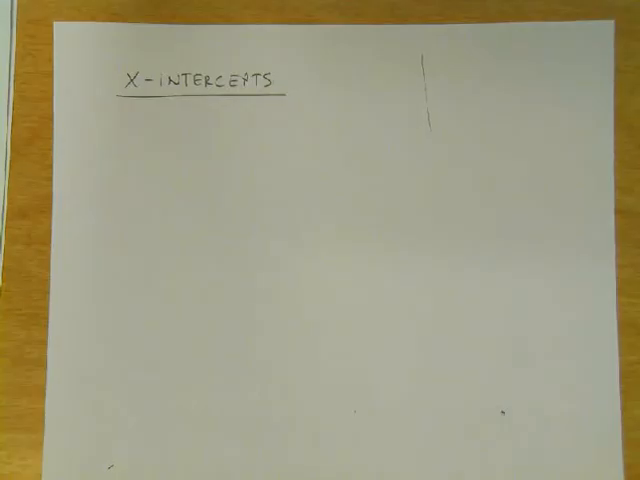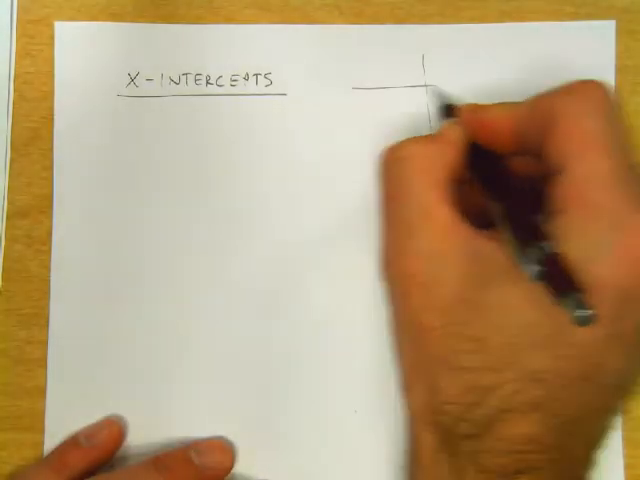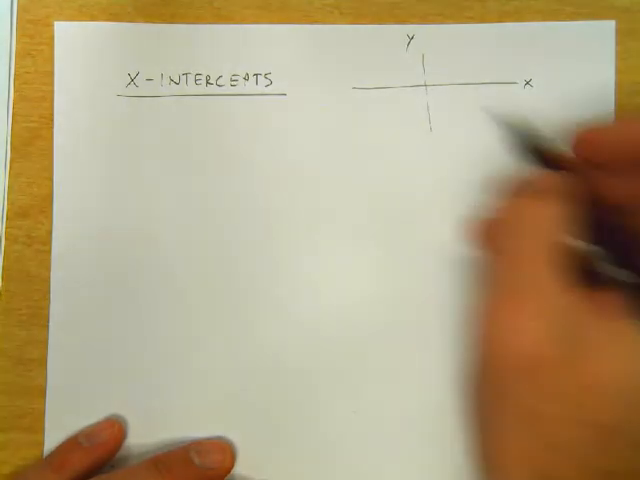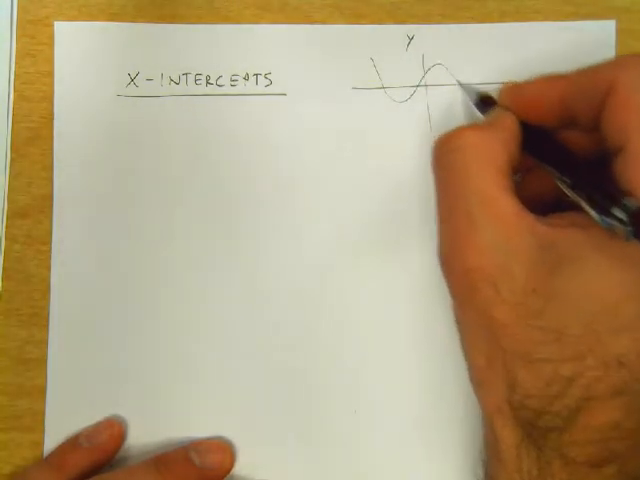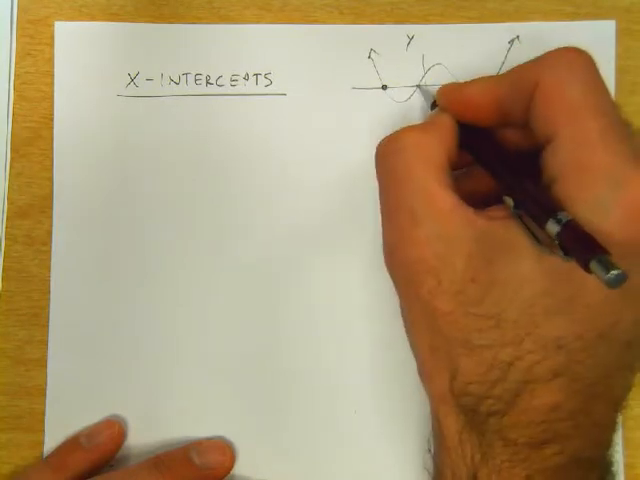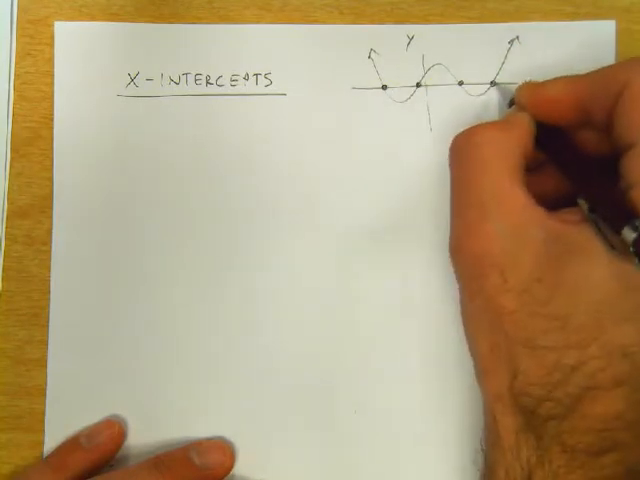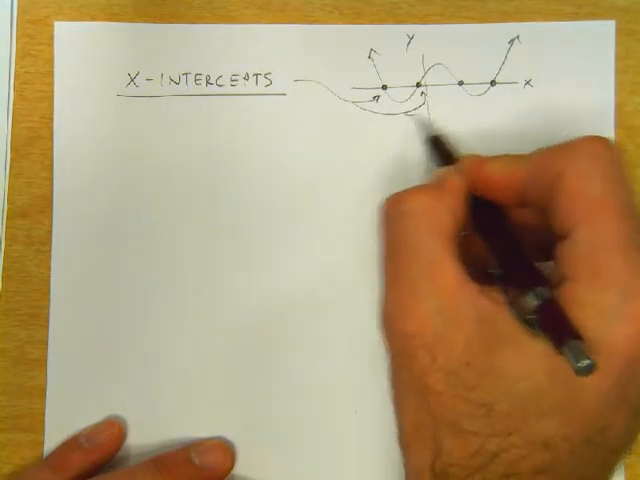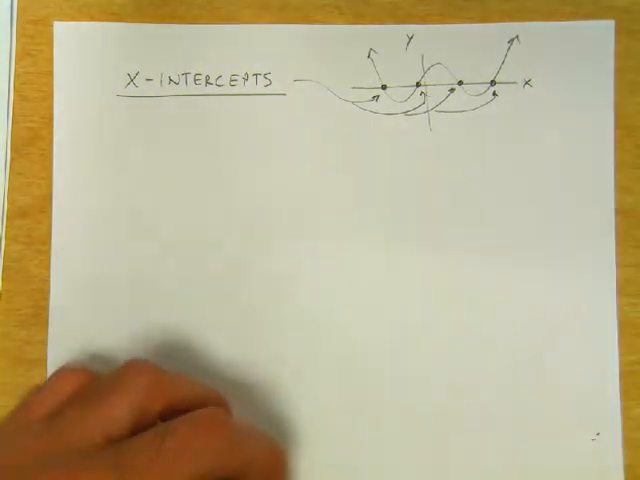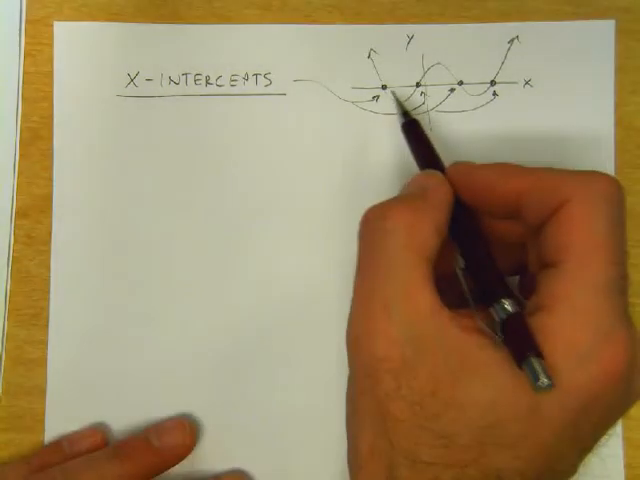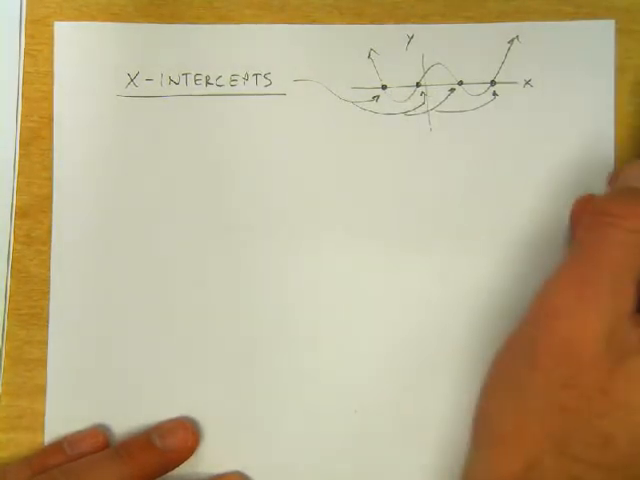All right, here we go, x-intercepts. We're going to start by defining what they are. If you have an XY coordinate system and you have a polynomial, any place that the polynomial crosses the x-axis is an x-intercept. We talked about this yesterday, didn't we? Okay, excellent. So now the question is, when you have a polynomial, how many x-intercepts can there be?